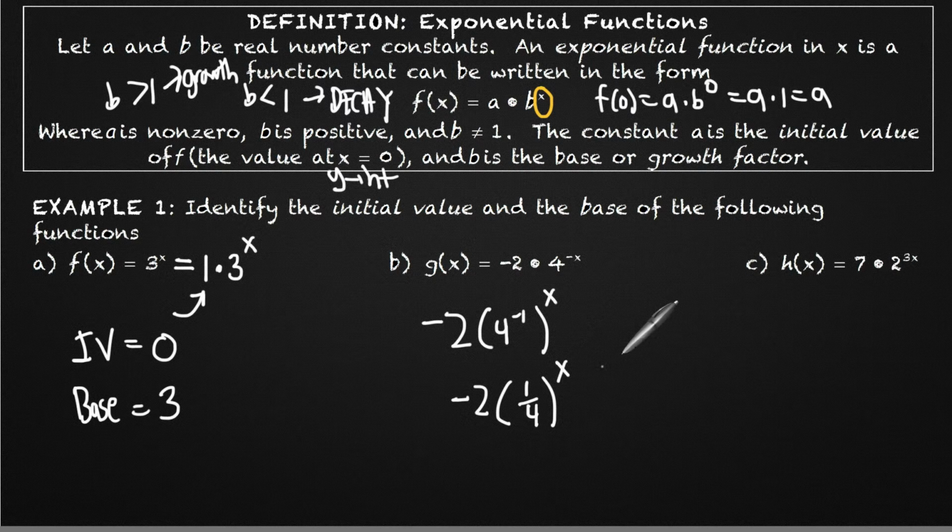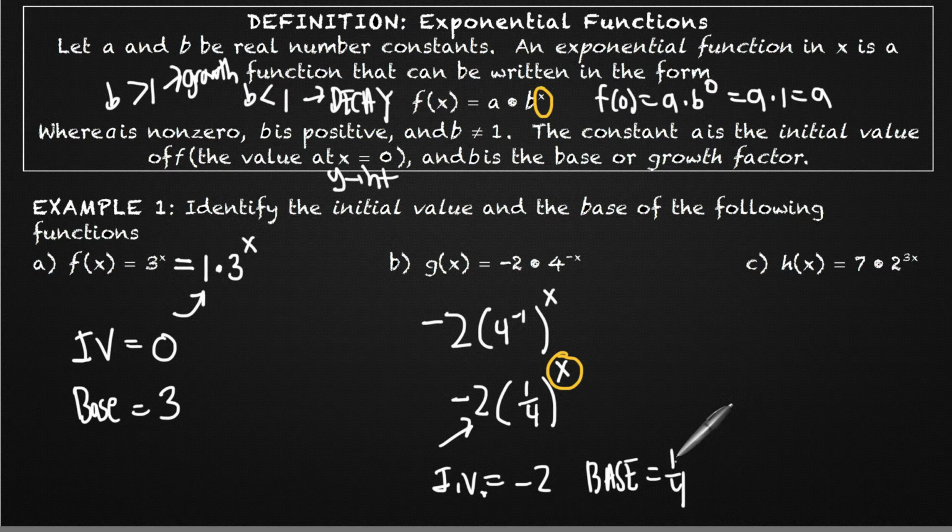So, now that we have it in terms of x, we are able to identify the initial value. There's our initial value, and that's going to be negative 2. And the base is now going to be 1/4. And is that less than 1? Yes, it is. So that means that this is going to be an exponential decay.